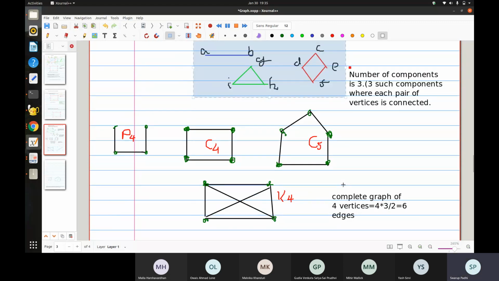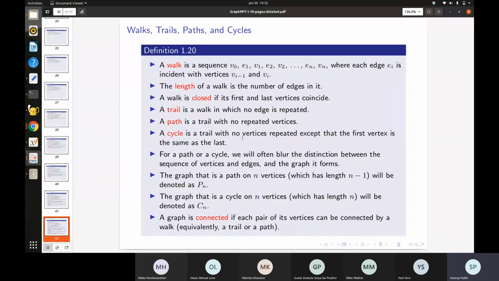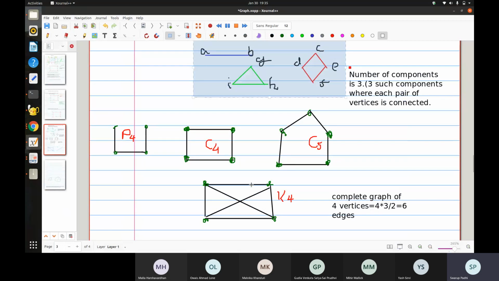Let's look at what is P4, C4. In general, what is Pn and Cn. So let's see what is Cn. Basically, it's a simple graph, which is a cycle on n vertices. So let's go back to the definition. A graph that is a cycle on n vertices will be denoted as Cn. So we take n vertices and we make a cycle out of all those n vertices. If there are 4 vertices, we make a cycle out of all those 4 vertices. Then that is called Cn. It doesn't mean that we take 4 vertices and, I've chosen the wrong color. Okay.